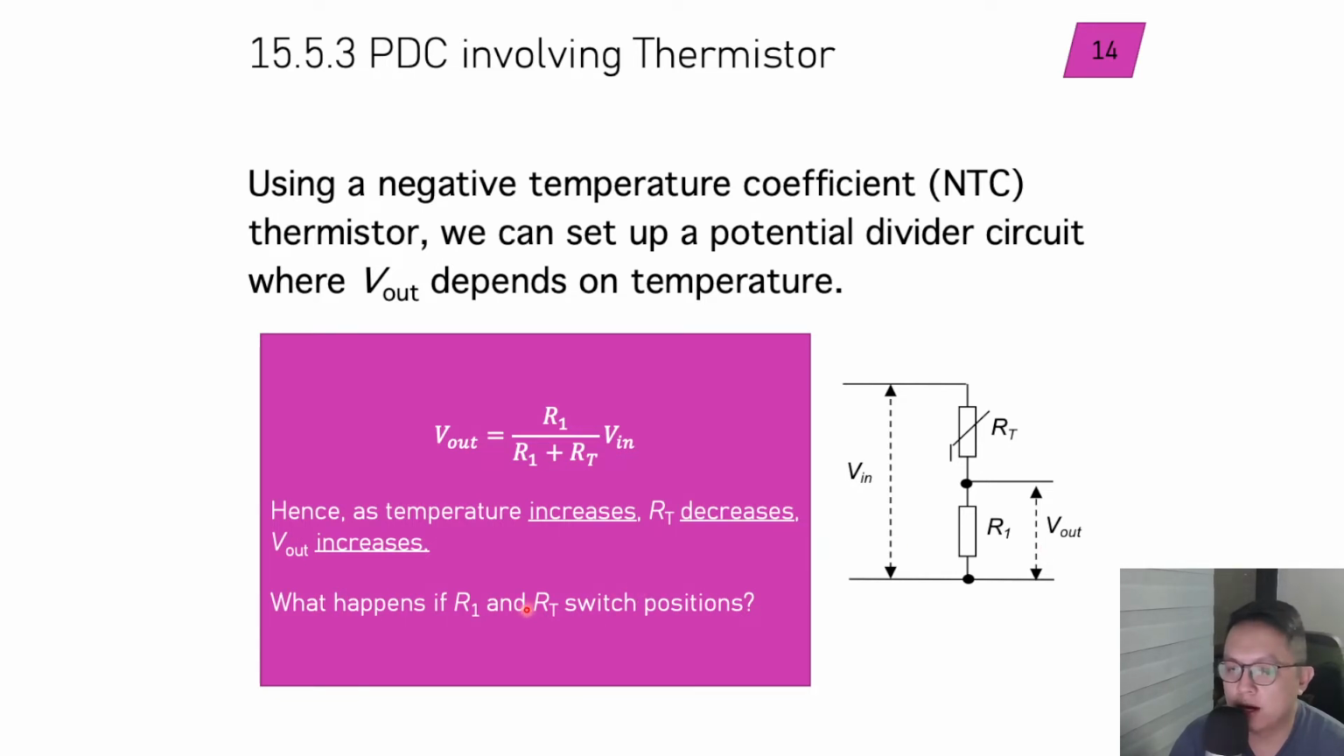And what happens if you switch R1 and RT? Okay, if you switch it around, as temperature increases, RT decreases, then V out will decrease, right? So you can think of what applications you want to use for this. I leave it for you to discuss with your tutor.